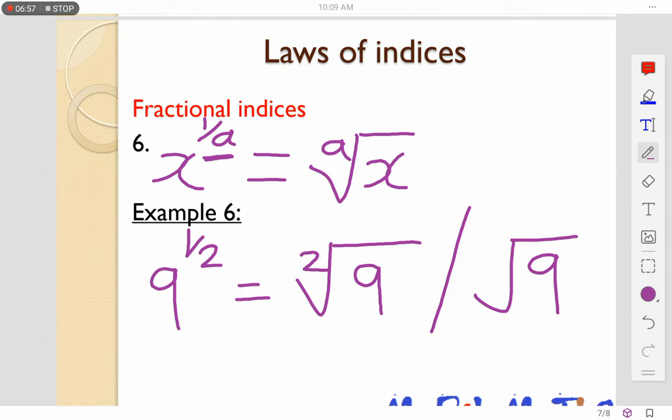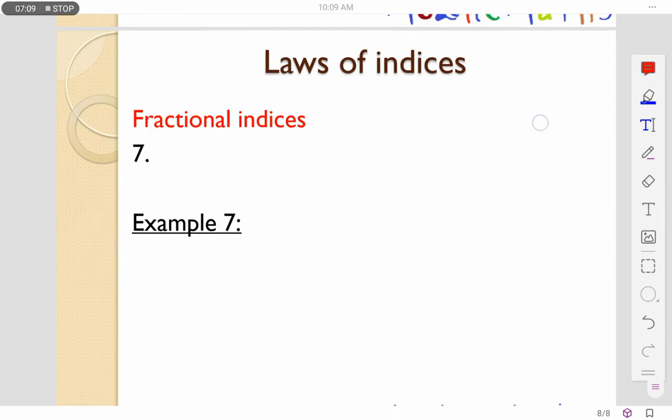But when you have 3 over 4, then you write the 4, the 2, and everything there. So what do we get? The square root of 9, we get a 3. That's what we do. Let's look at another fraction.